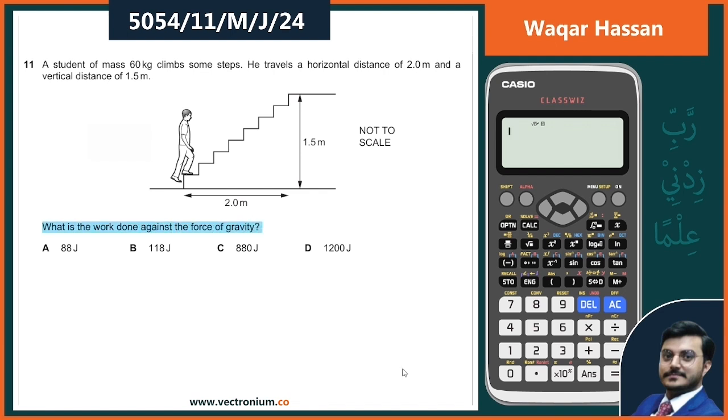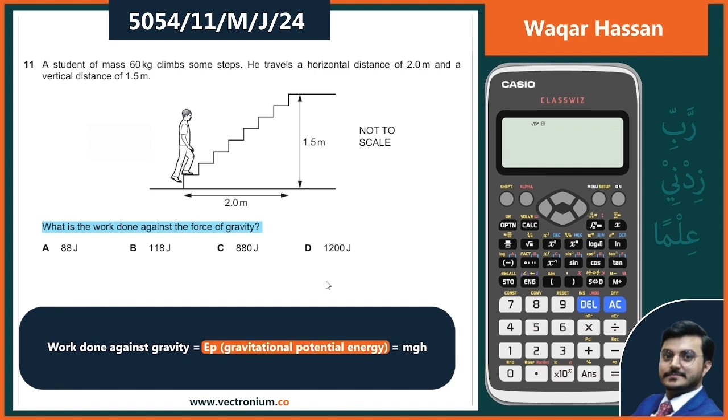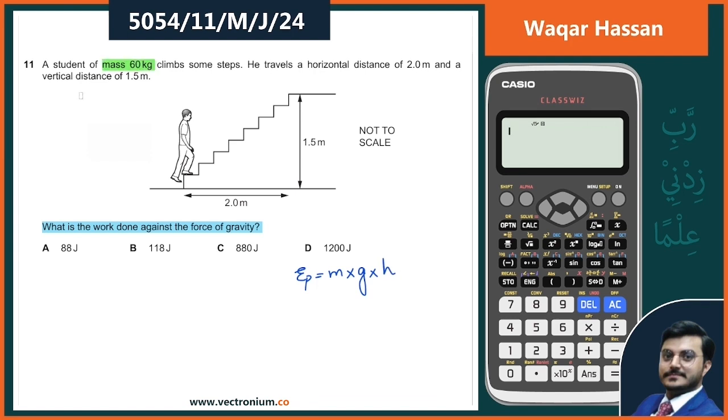Right. So please remember that work done against gravity is always equal to the gravitational potential energy gained. And the gravitational potential energy can be calculated as potential energy is equal to mass times gravitational field strength times height. Here the mass is 60 kg and the vertical distance or the height is 1.5 meter. So we can write 60 times 9.8, which is the value of gravitational field strength, times 1.5.